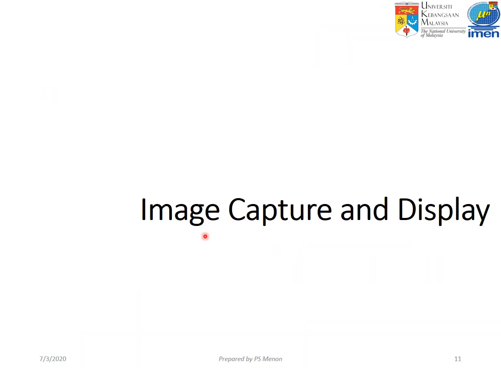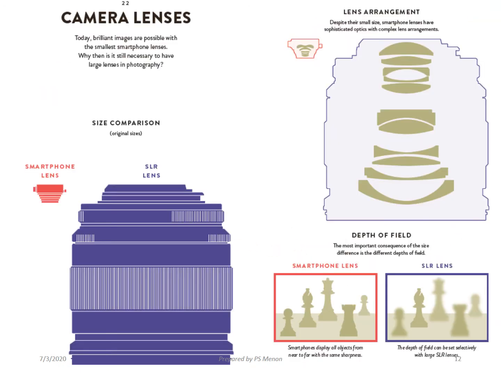Let's move on to image capture and display. Okay. So this is a comparison of camera lenses. So today, brilliant images are possible with the smallest smartphone lenses. So why then is it still necessary to have large lenses in photography? So this is your smartphone lens, the camera inside your smartphone. And this is what we call an SLR lens, for people who use photography. So look at the comparison. So this is so small and this is so huge.